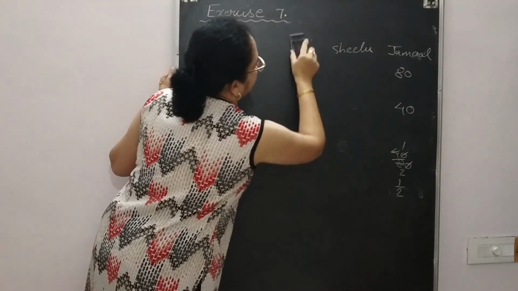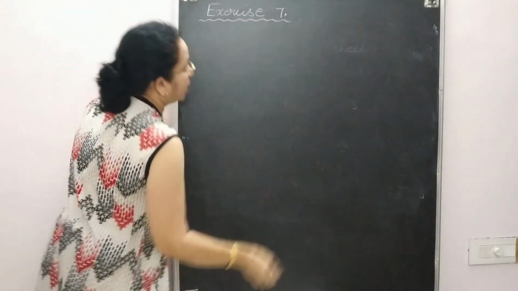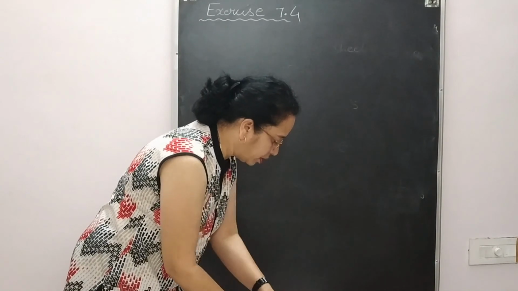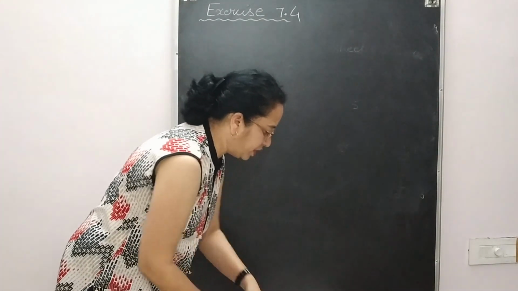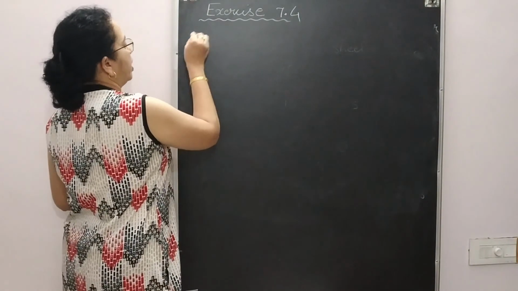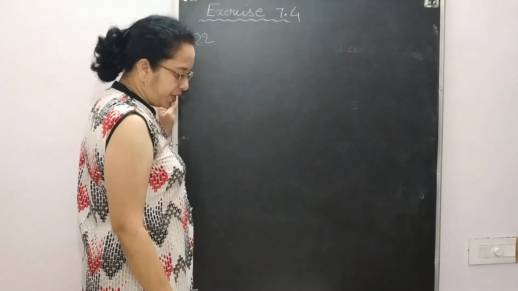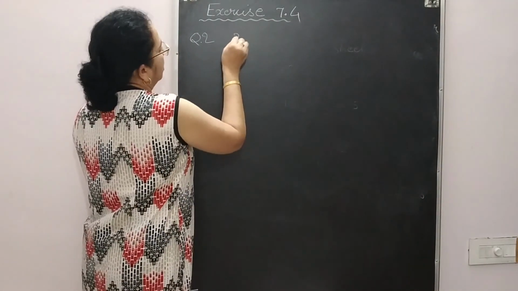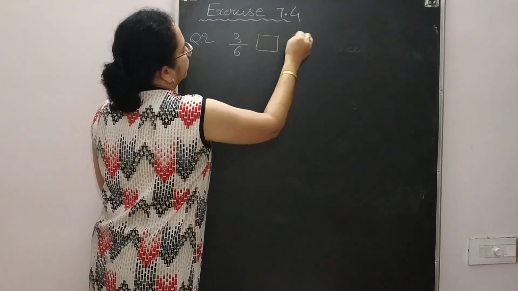Now we will start with exercise 7.4. Give me a second so that I can open the page. Yeah, exercise 7.4. It's very easy. Already we have done it by explanation. So question number 2. Compare the fractions. Compare means which one is greater, which one is smaller. The first one is 3 by 6 and 5 by 6.